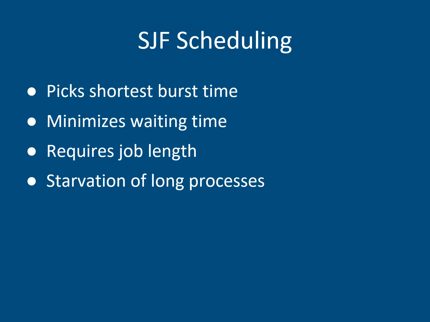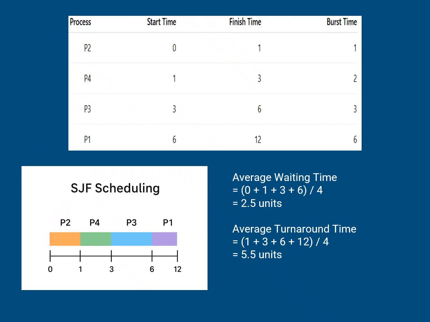SJF scheduling stands for shortest job first. It selects the smallest burst time. This figure is an example of SJF scheduling where processes with the shortest job time are executed first. All processes arrive at time 0, so the CPU picks them in burst time order: P2, P4, P3 and then P1. The Gantt chart clearly displays their execution sequence from time 0 to 12.